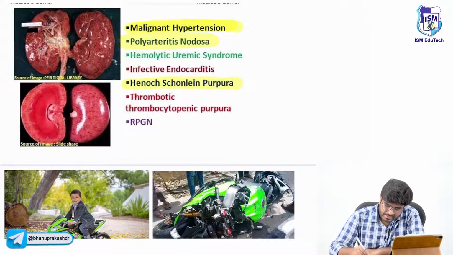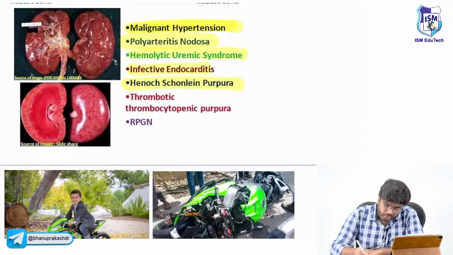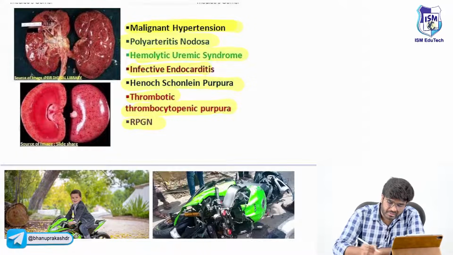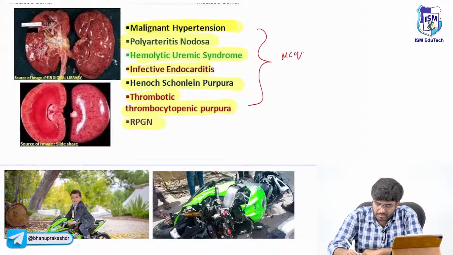This is also a vasculitis. Here also you will see the vasculitis, Henoch-Schönlein purpura, infective endocarditis, hemolytic uremic syndrome, thrombotic thrombocytopenic purpura, rapidly progressive glomerulonephritis. You need to learn them by heart, sir. There is no doubt. So you can get an MCQ from here.